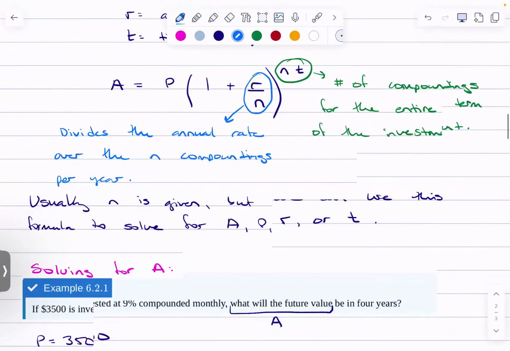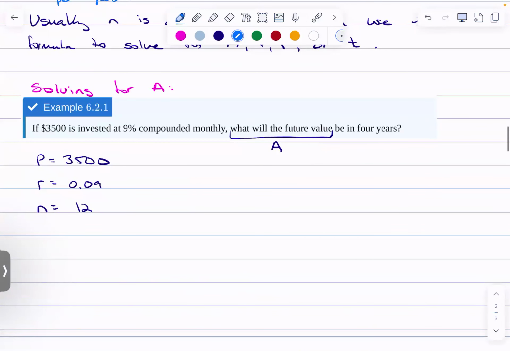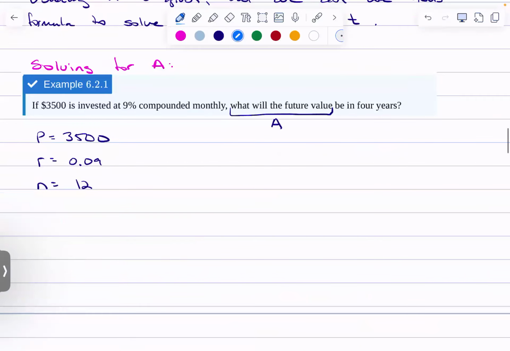If it's compounding monthly, that means at the end of each month, the bank calculates how much interest you've earned that month and then tacks it on. Then for the next month, you earn money on not just your initial amount, but also the amount of interest that you've earned, and so on and so forth. So N is 12 and T is 4 years. It's a compound interest problem, and that tells me which formula to use.